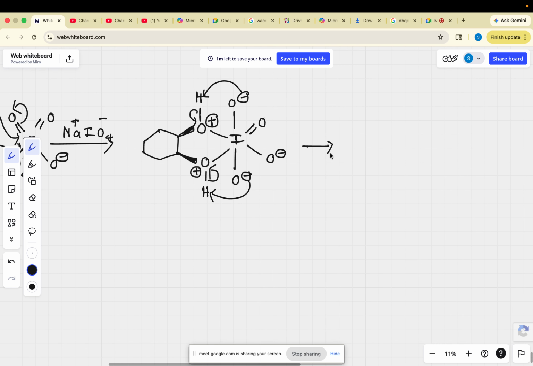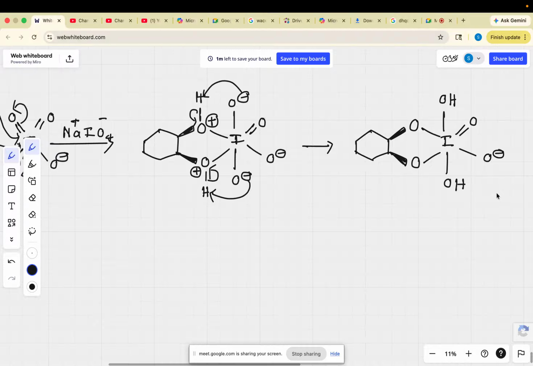What I am getting basically is oxygen here, then iodine, and here also oxygen. Now this O minus will convert to OH. Here you will get double bond O minus, and this O minus also abstracts a proton, so it will also become OH. Clear? Yes, sir.